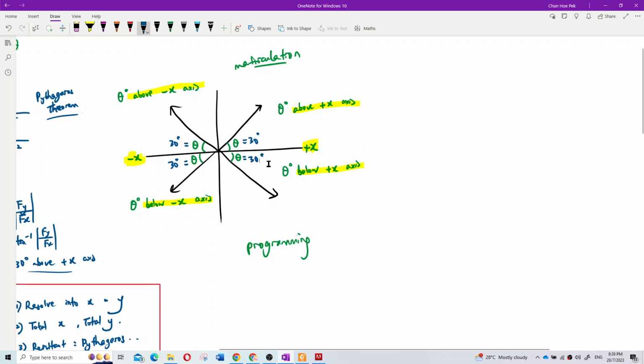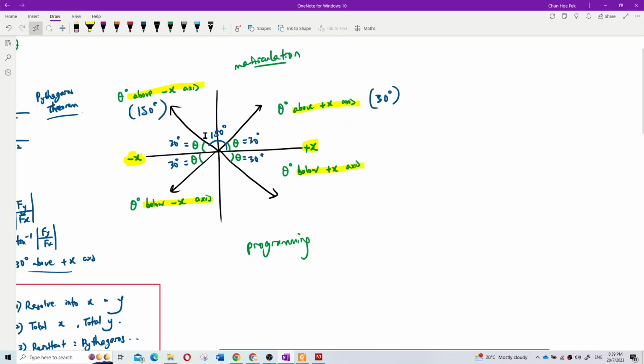Okay, so for this one, we say it is 30 degrees. Understand? But for this direction, it is actually 180 minus 30, you know, it always goes anti-clockwise. So it is 180 minus 30. You get 150, isn't it, class? 150. So for this direction, it is actually 150 degrees.